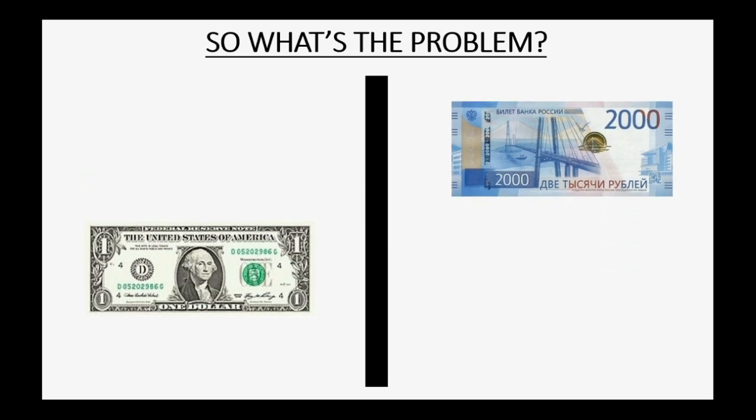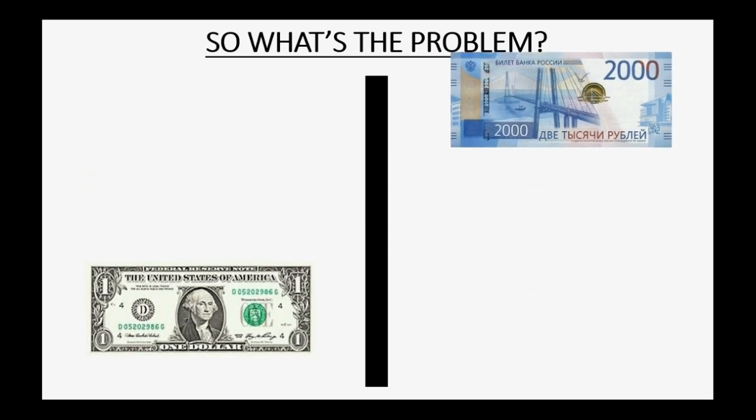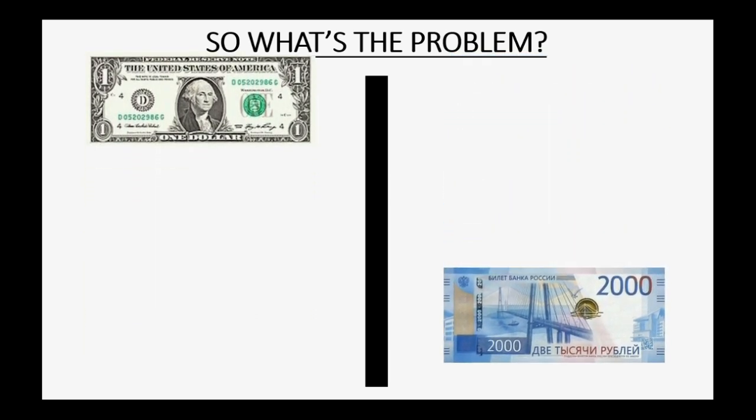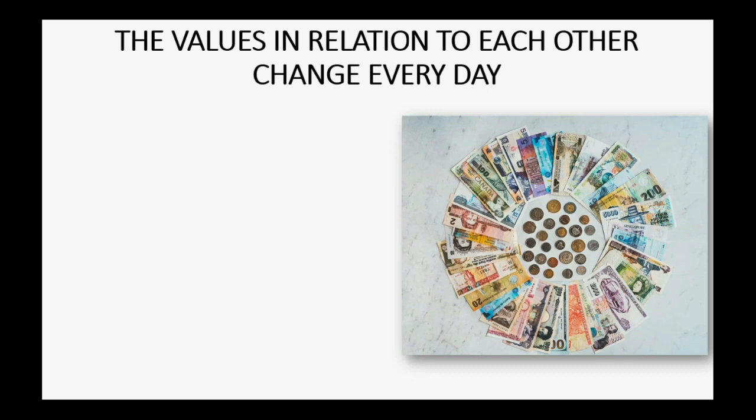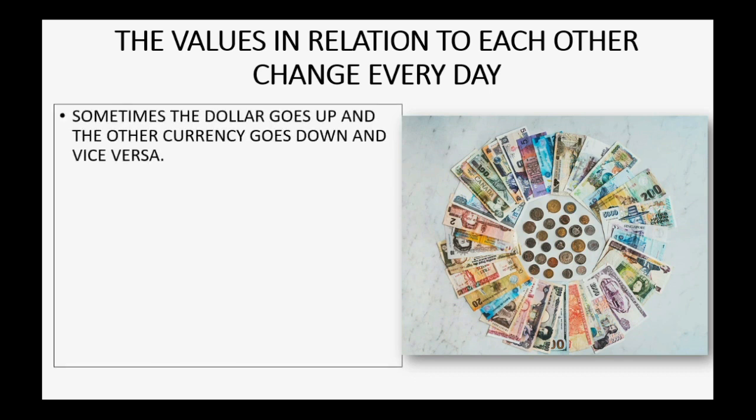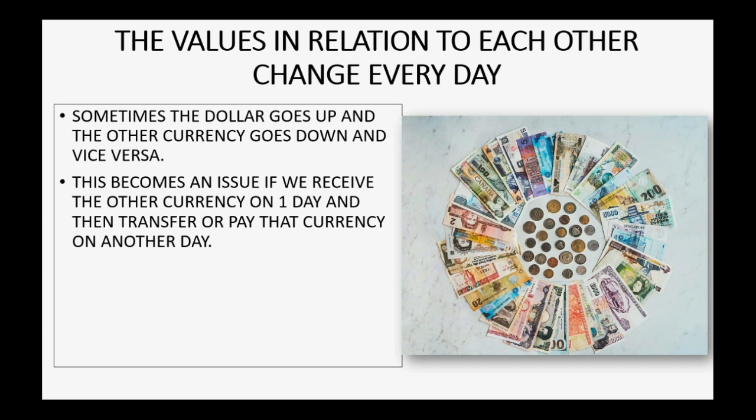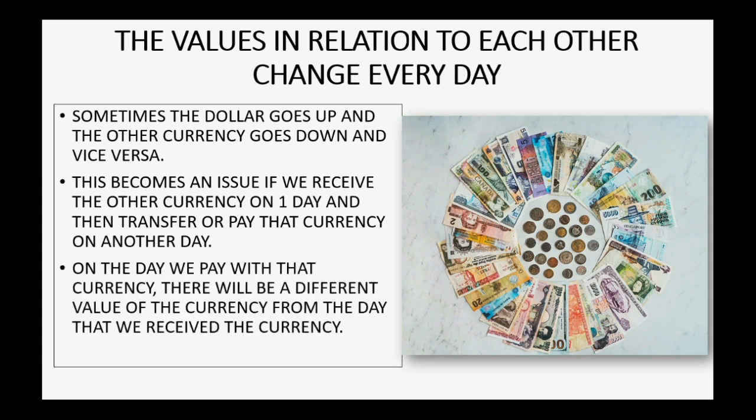So what's the problem? The problem is that the dollar changes in relation to all these other currencies on a daily basis. And that means that if the dollar goes up and the other currency goes down, and vice versa, we have a question about how to measure the amount of the other currency that we have. This becomes an issue if we receive the other currency on one day and then transfer or pay that currency on another day. On the day that we pay that currency, there will be a different value of the currency from the day that we received the currency.